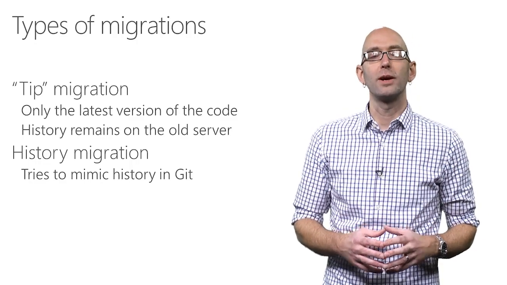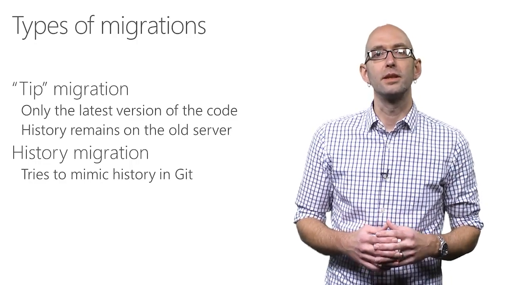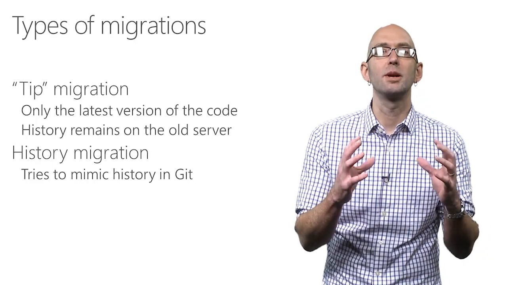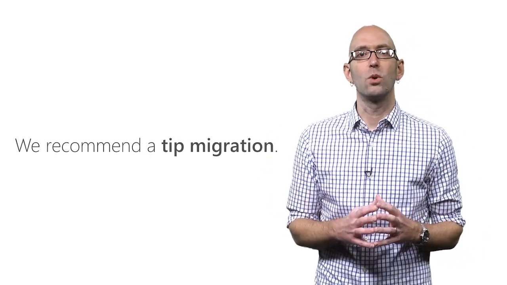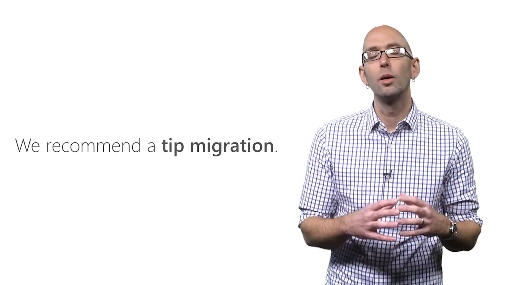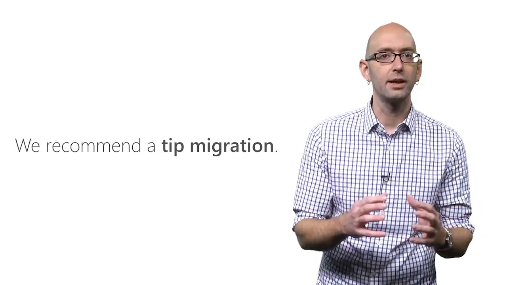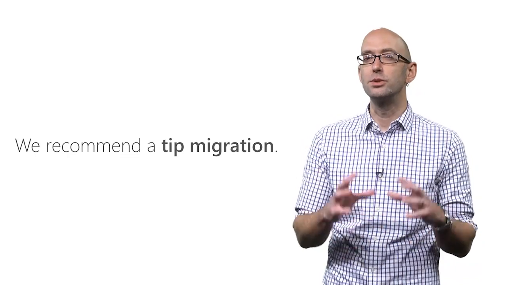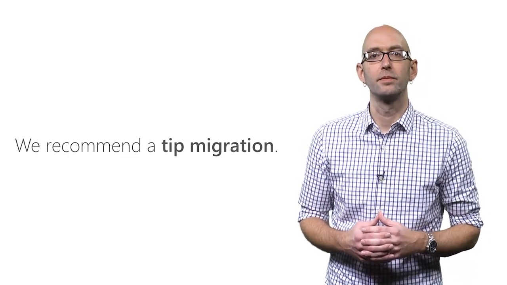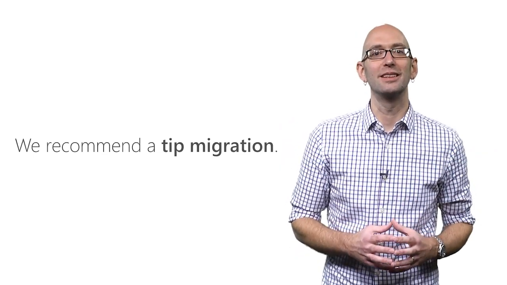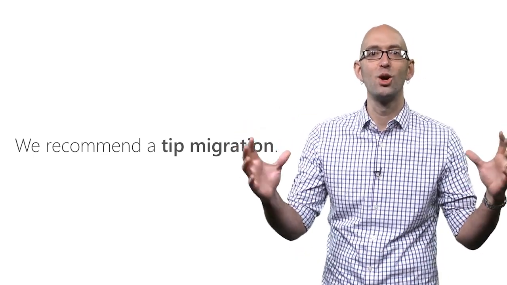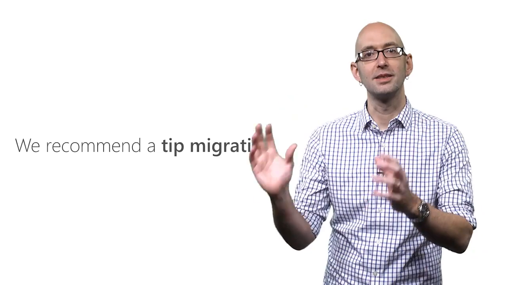Or you can try to migrate all the history over so that the new Git repository tries to mimic the history that was in Subversion. You may just assume that you want to try to do a migration with history, but after helping many customers move to Git, we actually do not recommend trying to migrate history. Migrating history seems so simple that it's easy to believe that you can do some perfect translation from your old version control system to Git.